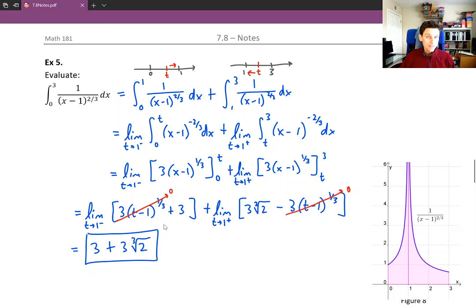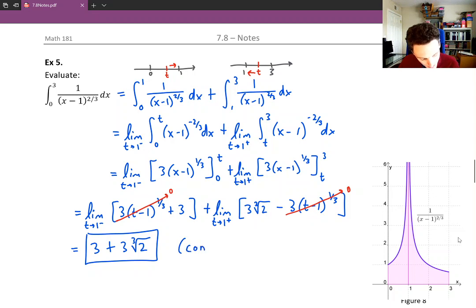So we've evaluated this improper integral. That's the area under the curve of this function from 0 to 3. And figure 8 shows a picture of that. You can see that the integral is split up into 2 integrals, one from 0 to 1 and then one from 1 to 3. The 0 to 1 integral evaluates to 3, that's the area under that curve. The 1 to 3 area under that curve is 3 times the cube root of 2. And when we add them together, we get the total area under the curve from 0 to 3.